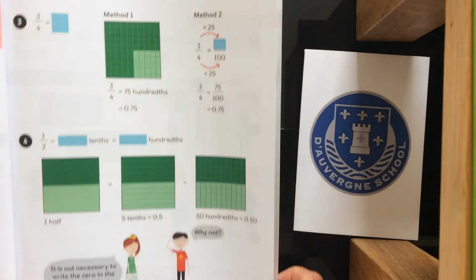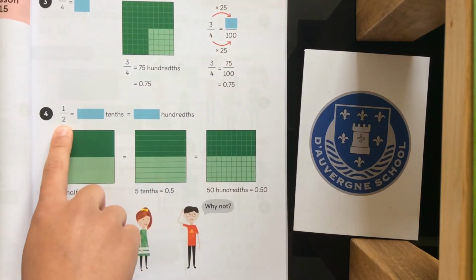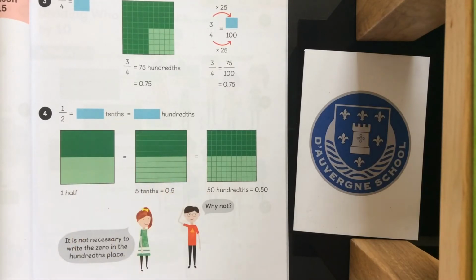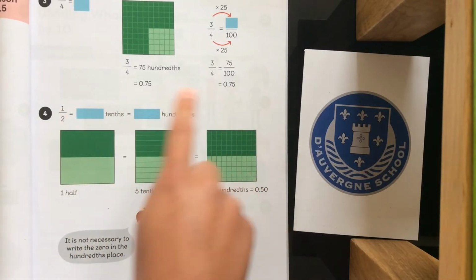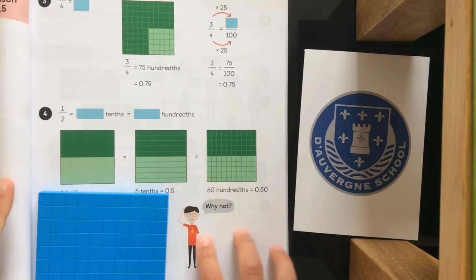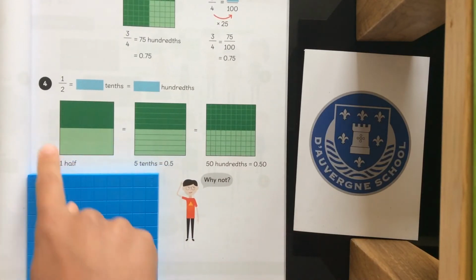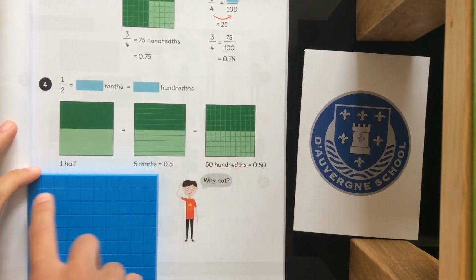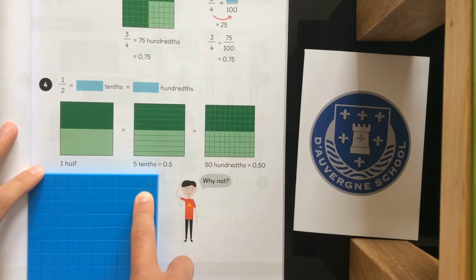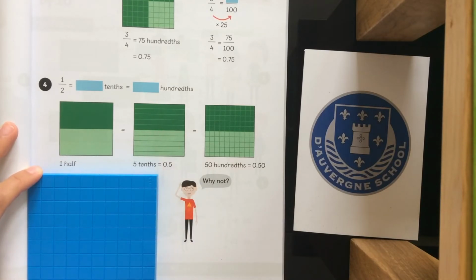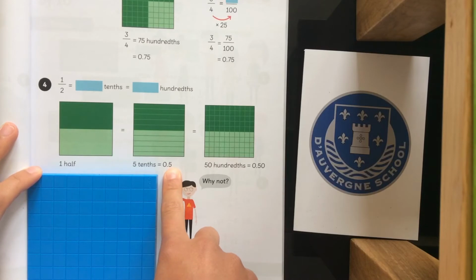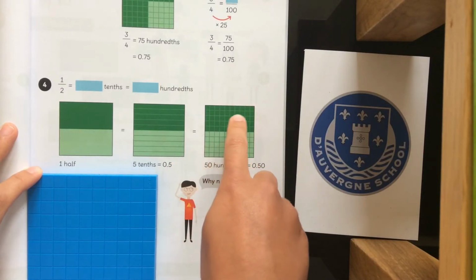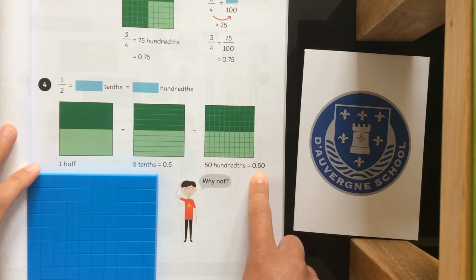So number 4, let's have a look. 1/2 equals how many tenths and how many hundredths? So they've represented it in a different way here. We still have our 100 square and they've cut it in half. It's the same as 1, 2, 3, 4, 5 rows, and we know that each row is worth a tenth. So 1/2 is the same as 5 tenths, 0.5, or 50 hundredths, 50 of these tiny little hundredths, which is written as 0.50.